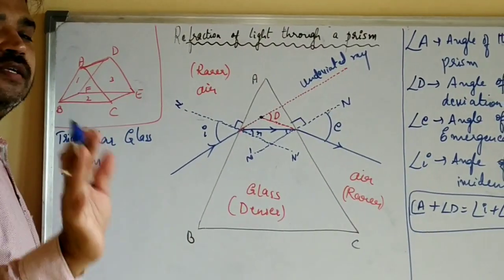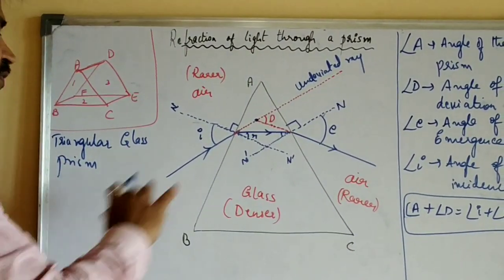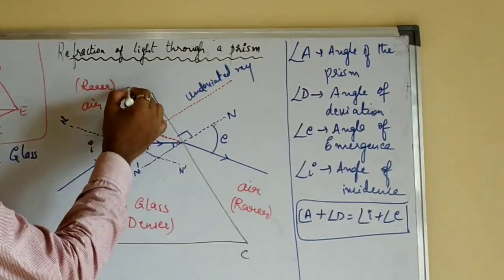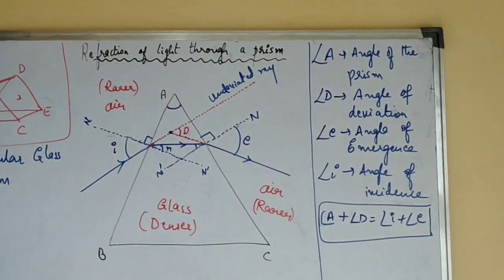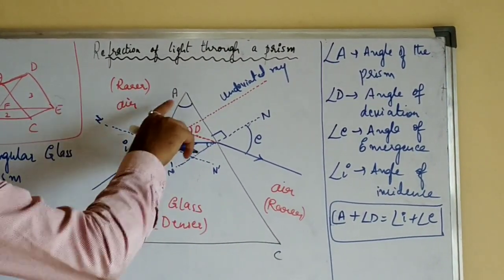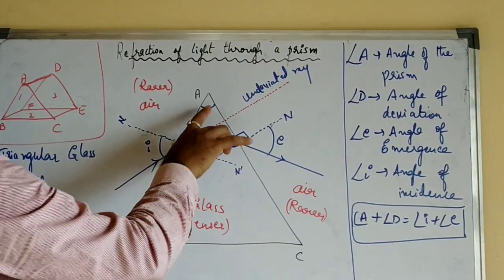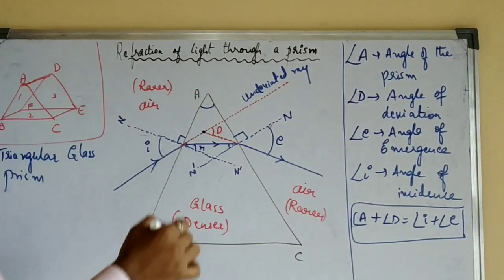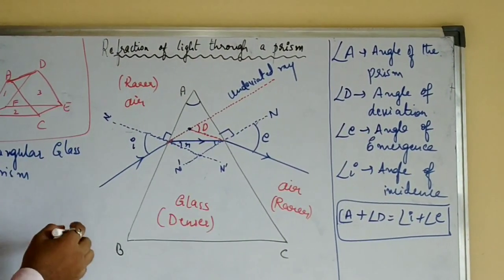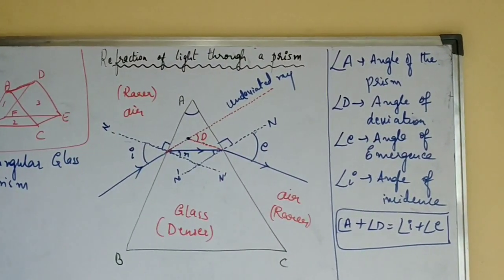So, which are the angles now which we have seen in the refraction through the glass prism? First one is angle A. You can see here this angle A. This angle A is also called as angle of the prism. Angle A is called angle of the prism, or it is also called as principal angle of the prism. So very important. Then I is called as angle of incidence. R is called as angle of refraction. E is called as angle of emergence.